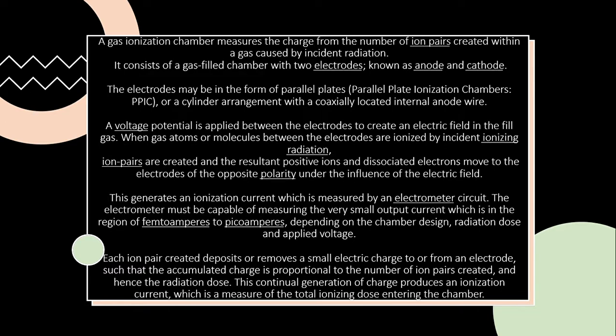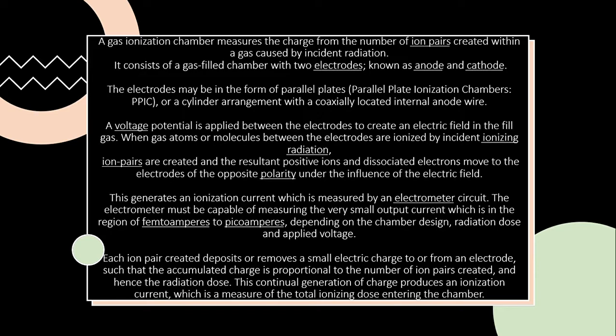When gas atoms or molecules between the electrodes are ionized by incident ionizing radiation, ion pairs are created and the resultant positive ions and dissociated electrons move to the electrodes of the opposite polarity under the influence of the electric field. This generates an ionization current which is measured by an electrometer circuit. The electrometer must be capable of measuring the very small output current, which is in the region of femtoamperes to picoamperes, depending on the chamber design, radiation dose, and applied voltage.